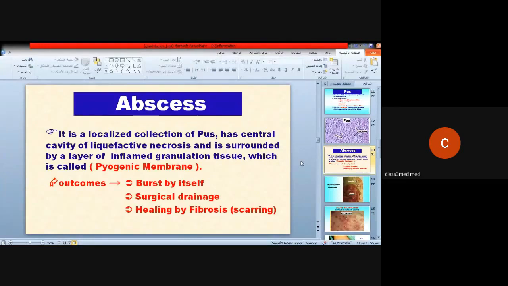What are the outcomes of the abscess? Either it bursts by itself, or surgical drainage, or healing by fibrosis and scarring. So whenever there is an abscess, it should be drained.